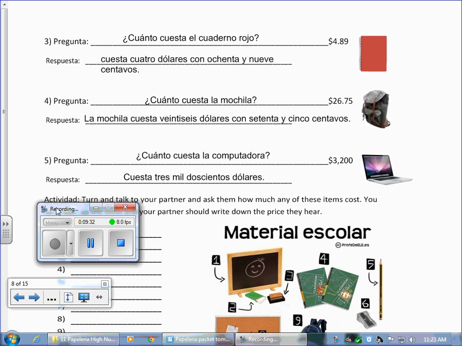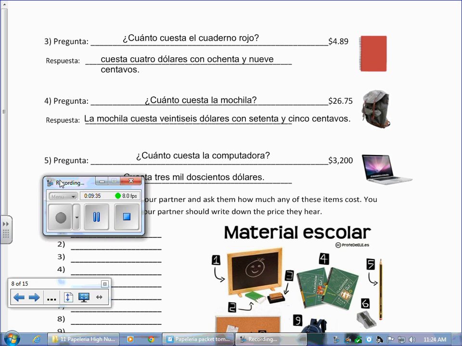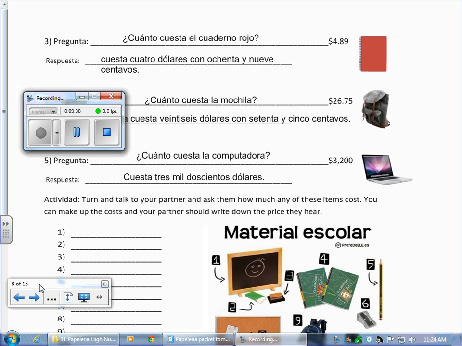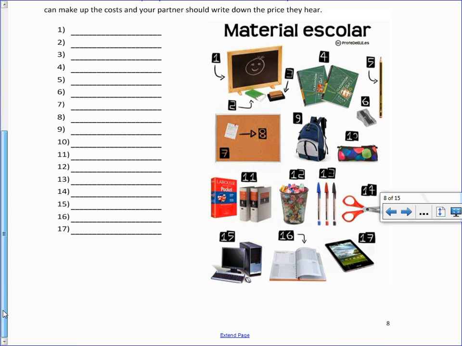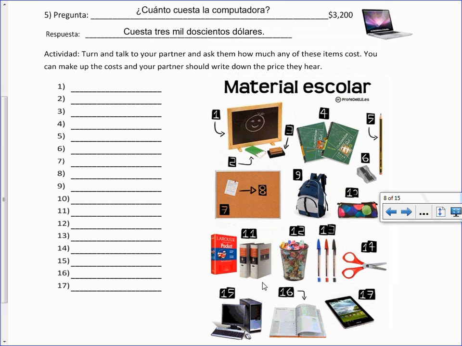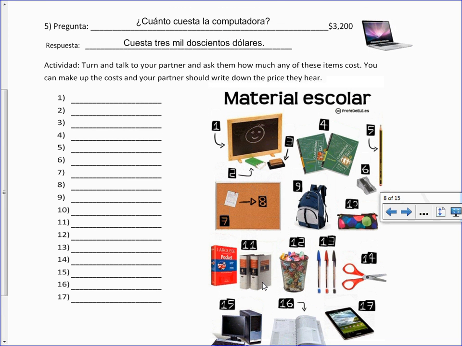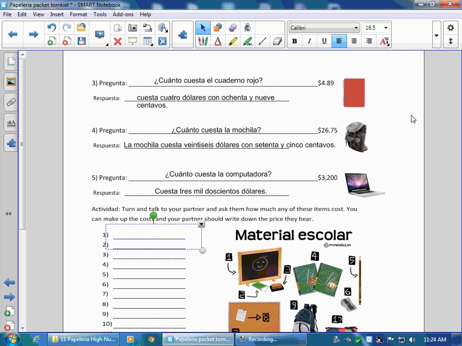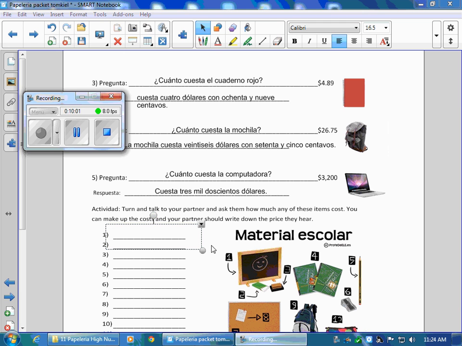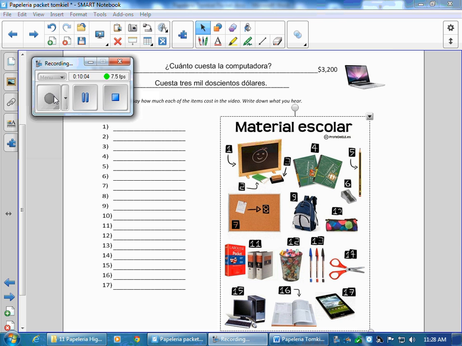And now in the packet, you have a different type of activity here. So if you want to practice with this activity now, you're going to just be looking at the materials for the class, and you're going to see if you can say what price I'm giving. Okay, so pause the video now. And where did my recorder go? Here it is. Okay, let me pause the video. Okay, so I'm going to say how much each of these items costs in the video, and you're going to write down what you hear. That's the new activity that we're going to do since you're at home.